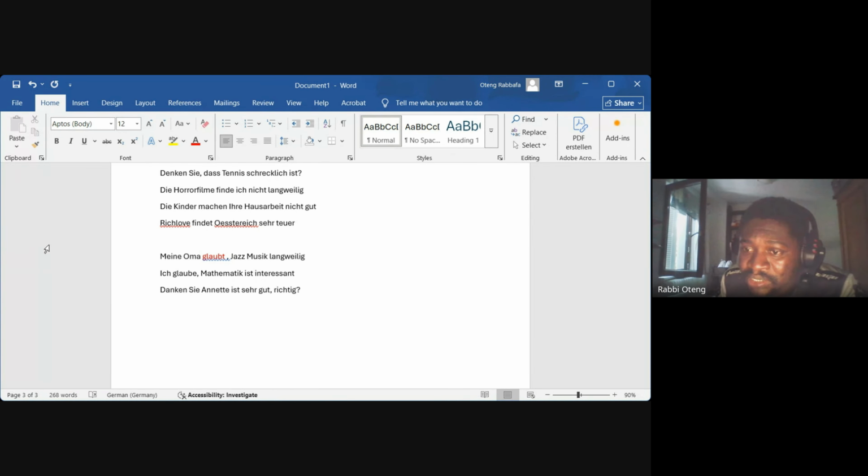So what do I say? The next sentence says mathematics. You can't give a sentence without a verb, so you insert a comma. But for the first sentence, meine Oma glaubt, my grandma believes, there will be no problem. But my Oma glaubt, Jazzmusik ist langweilig.